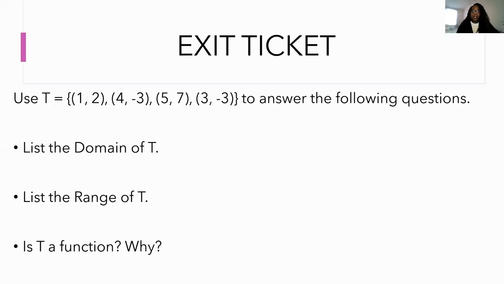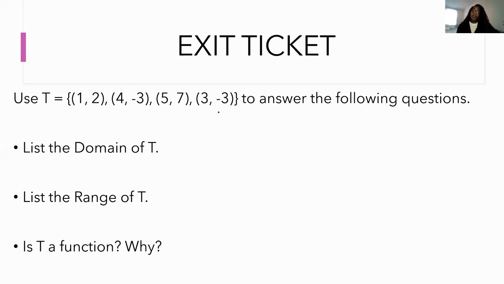Let's first look at our exit ticket from last time. If you recall, we were looking at the different notations, the domain and the range, to see if it's a function or a relation. When I look at my set, the set T, within that set I have a couple of ordered pairs, and all these ordered pairs make this set a relation. So I have (1, 2), (4, -3), (5, 7), and (3, -3).